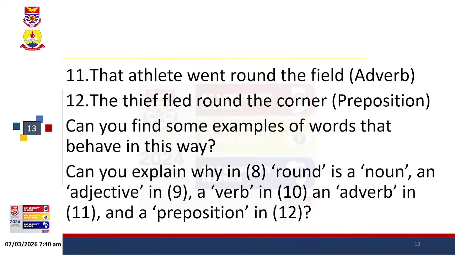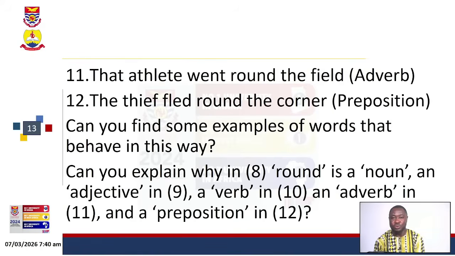Okay. In 11, the athlete went round the field. Why is this an adverb? It is an adverb because adverbs modify by showing how verbs do or verbs are done. Okay? So here, the verb is went. But how did the athlete, so past tense of go is went. How did the athlete go? He went round the field. So round here is an adverb.